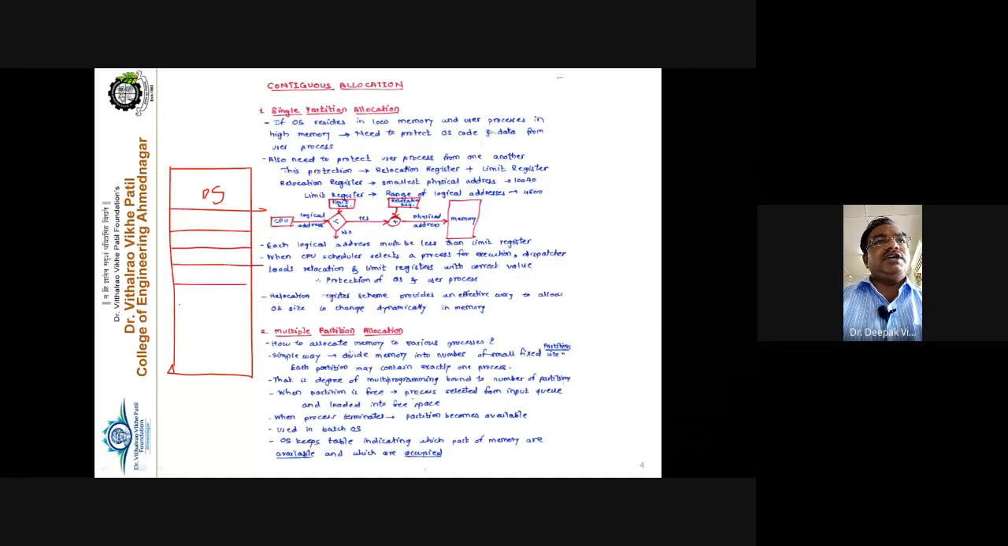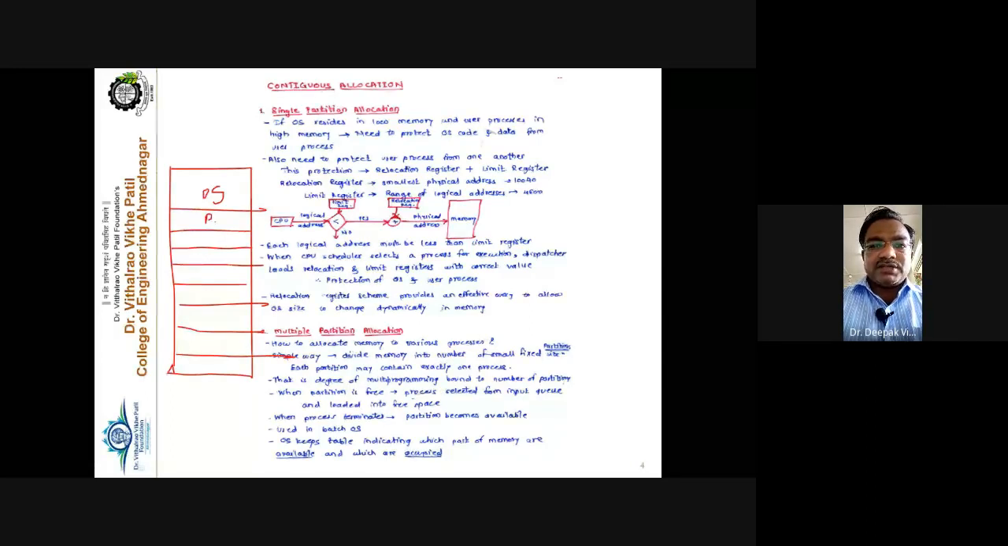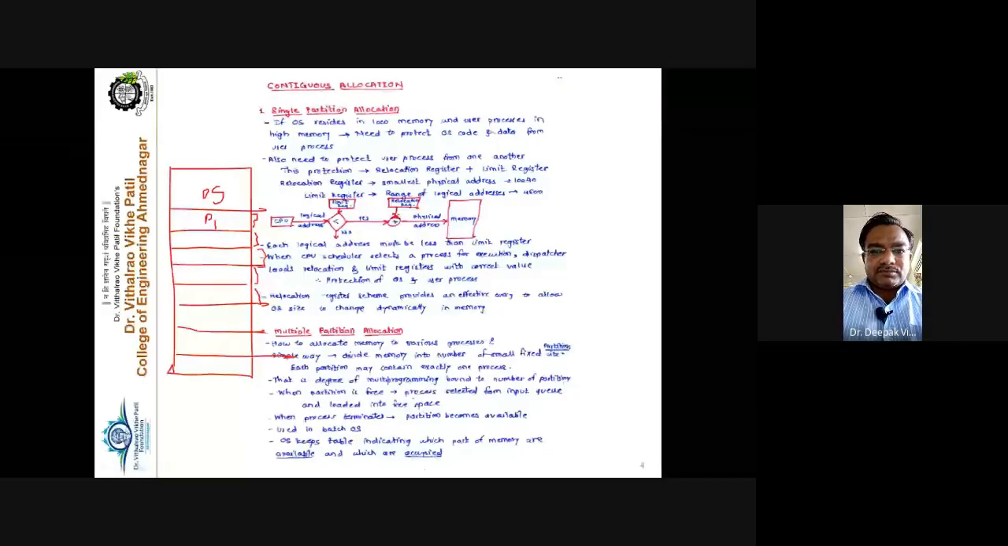It is partitioned into multiple partitions, and each partition contains exactly one process. Say for example, P1 is loaded in this partition. This is partition number 1, this is partition number 2, partition number 3, partition number 4, partition number 5. Like this, and the partitions may have different sizes.